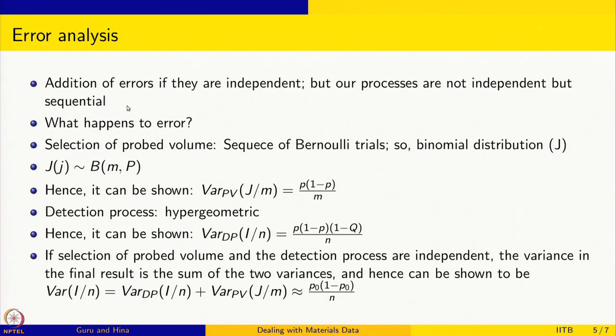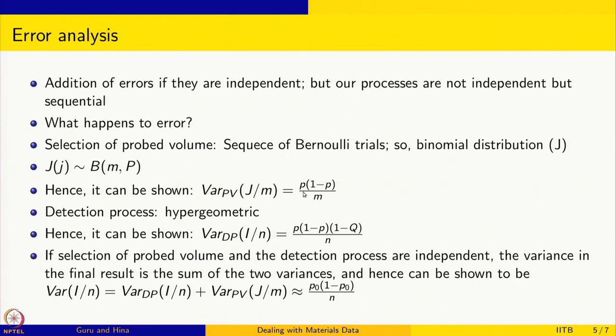Ours is a sequential process, so we should look at what happens to the error. See, selection of the probed volume is a sequence of Bernoulli trials. So, it is a binomial distribution with some probability, right. The variance for this process is P into 1 minus P by M. Now, the detection process is hypergeometric, and you can show that its variance is P into 1 minus P into 1 minus Q by N. So, we know the two variances.